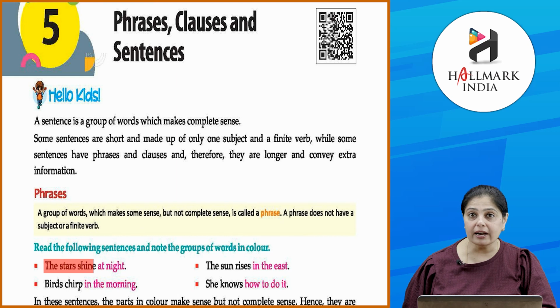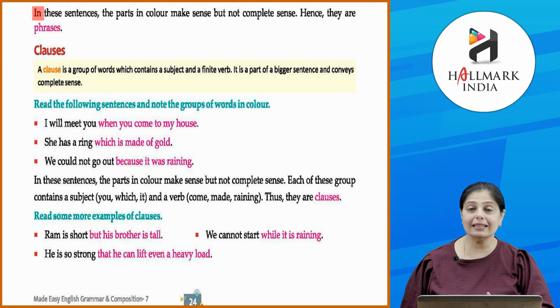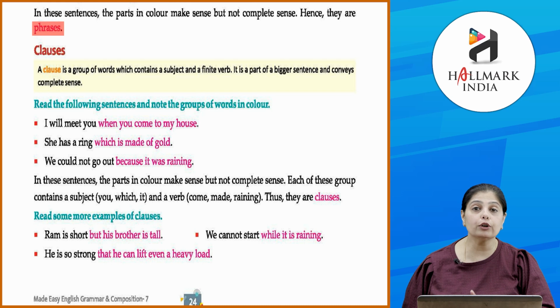The stars shine at night. The sun rises in the east. Birds chirp in the morning. She knows how to do it. So in these sentences, the parts in color, जैसे at night, in the east, in the morning, how to do it, they make sense, but they do not make complete sense. Hence, they are phrases. Now let's look at clauses.